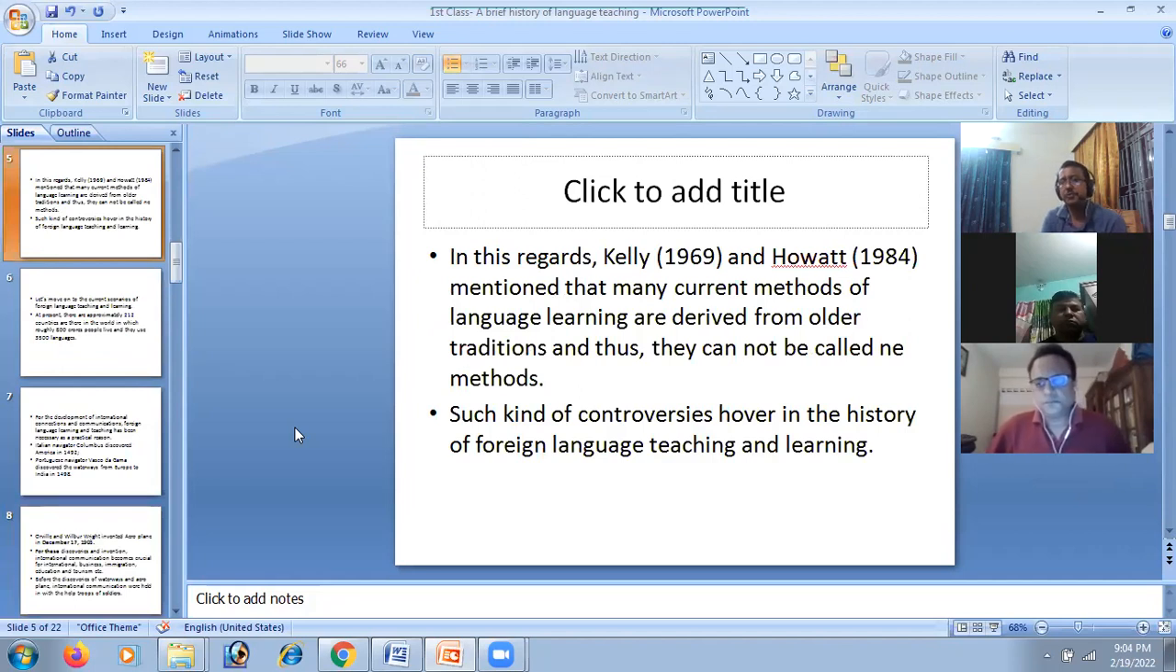In this regard, two linguists have come forward. One name is Kelly, and the other name is Howard. They said that actually the methods of language learning that we use at present are mainly derived from the older tradition. So the tradition we use for learning a foreign language at present cannot be called new methods and approaches. This is claimed by these two scholars or linguists, Kelly and Howard.